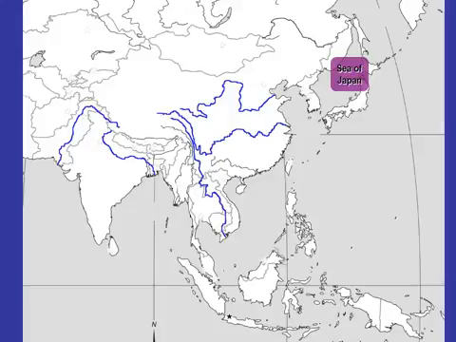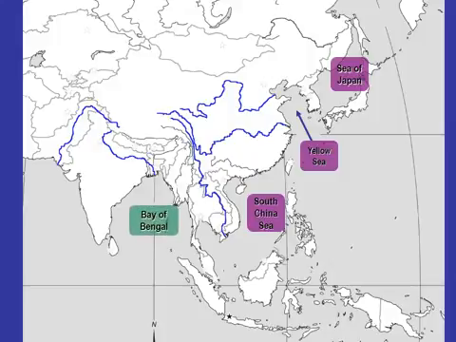Okay. Moving to the south a little bit, we'll find the Yellow Sea. That's in between China and Korea, the Korean Peninsula, North and South Korea. And then if we go off the southern coast of China, we have, of course, the South China Sea, because it is south of China. See? Easy, easy.